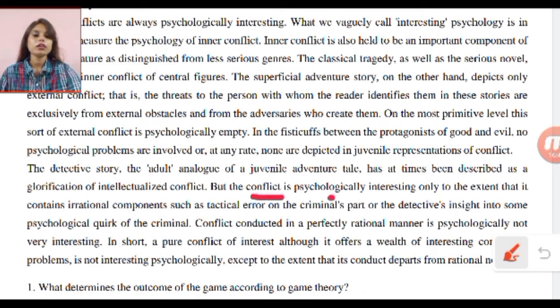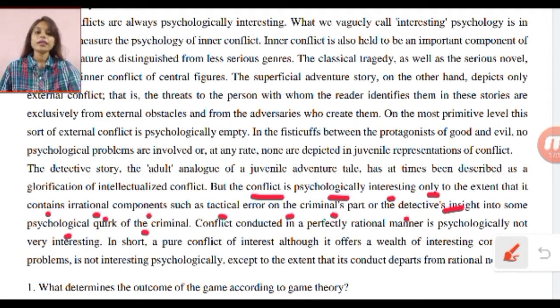But the conflict is psychologically interesting only to the extent that it contains irrational components such as tactical error on the criminal's part, or the detective's insight into some psychological quirk of the criminal. So they are saying that conflict is psychologically interesting when there are certain irrational components. What are irrational components over here? Irrational means something which is not logically possible or reasonable. So, irrational components such as tactical error, meaning some sort of silly error on the part of the criminal, or the detective's insight into some psychological quirk of the criminal. Some sort of mistake that the criminal makes, because of which he or she gets caught. That is quite a tactical error that he or she makes.